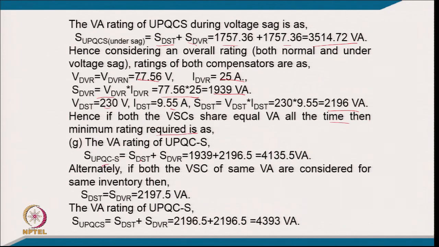So, you can call the VA rating of the UPQC as the VA rating of the DSTATCOM plus the DVR. So, it becomes 1939 plus 2196.5, so it becomes 4135.5. Alternatively, both VSCs of the same rating are considered. So, you can call it DSTATCOM and S_DVR 2197.5. So, the total VA rating becomes the sum of both, that is 4393 VA.